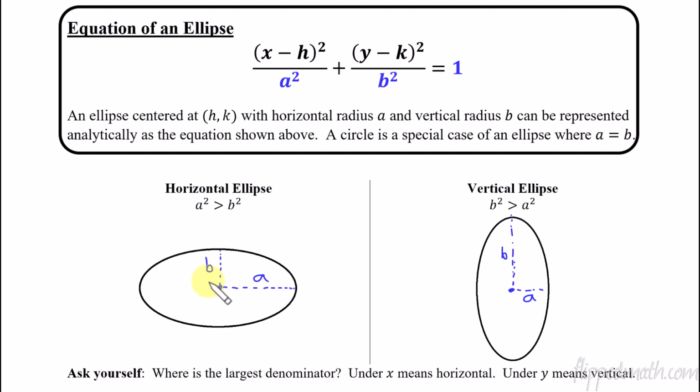In this case, what we're going to do is just say if the A is larger, then it is a horizontal ellipse. The easiest way to remember this is just this. Ask yourself this question. Which one has the larger denominator? If the larger denominator is under the X, then it's horizontal. If the larger denominator is here under the Y, then it is a vertical ellipse. It's stretched up and down. Okay, that's probably the easiest way of doing this.